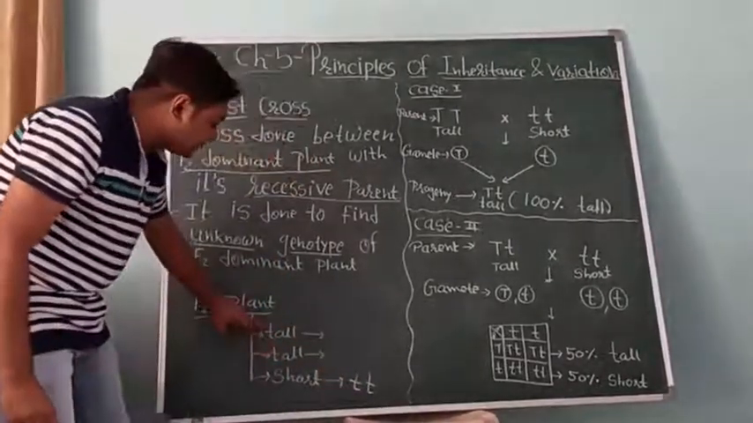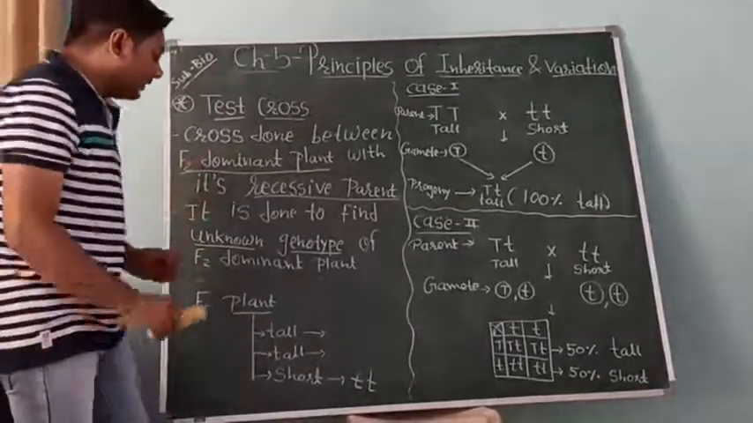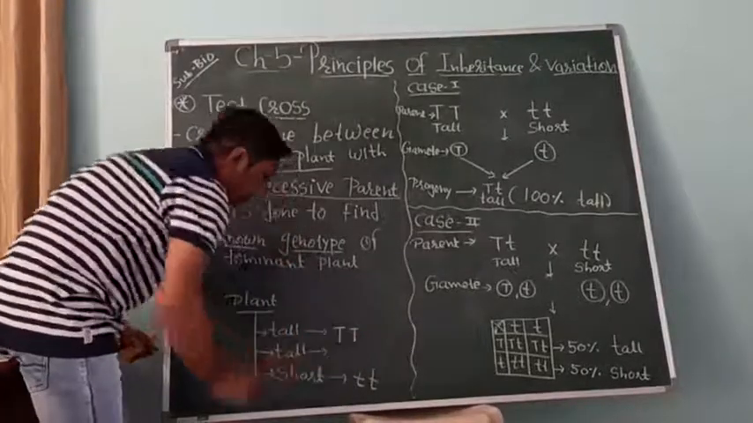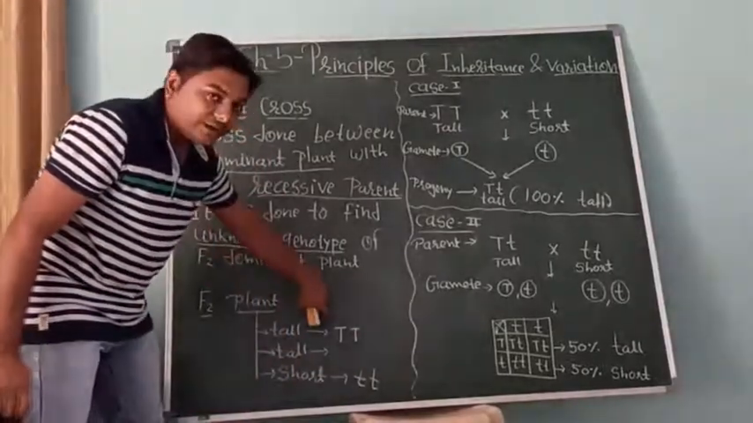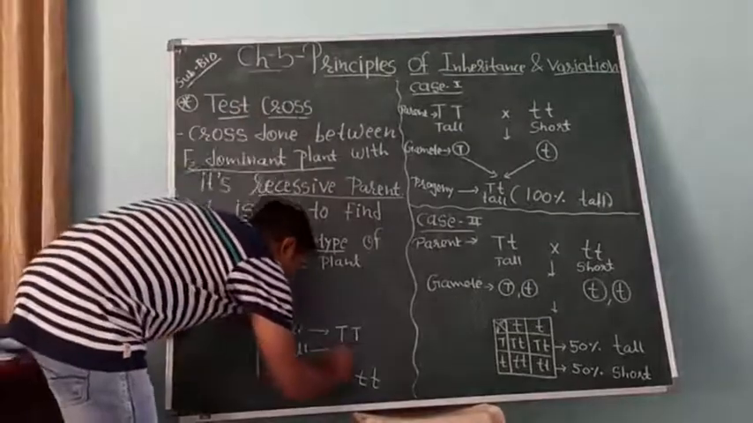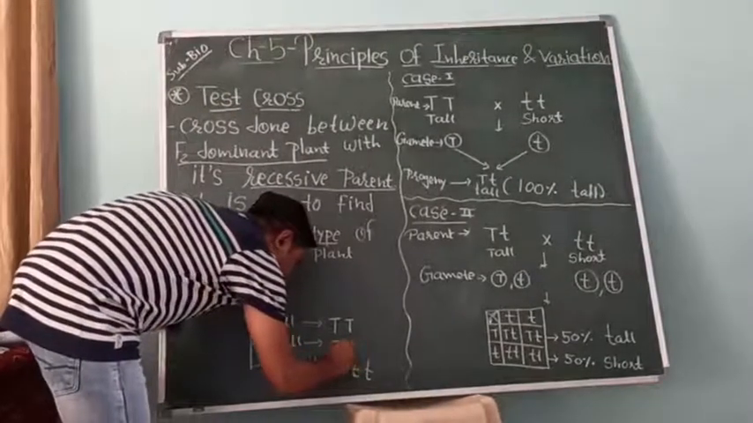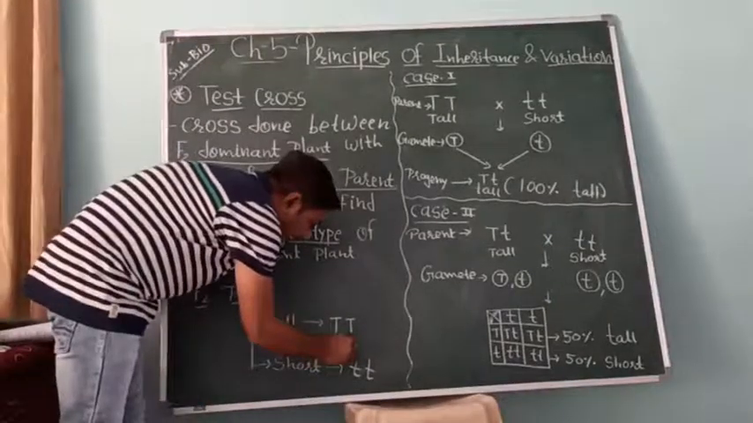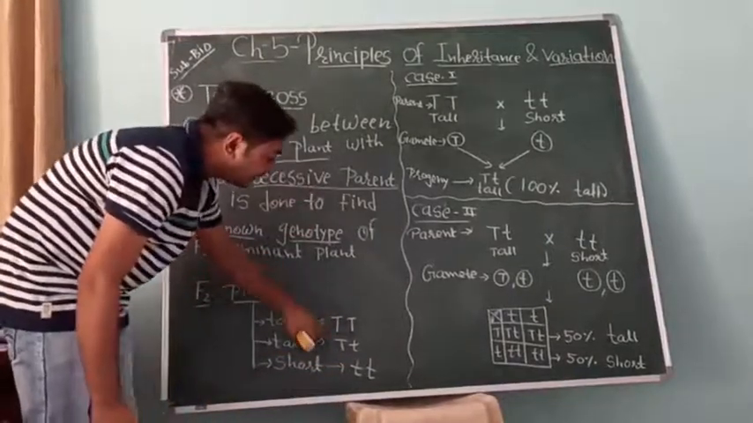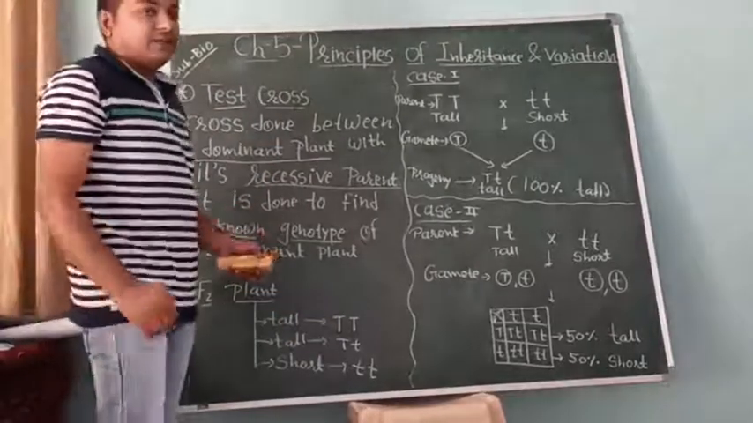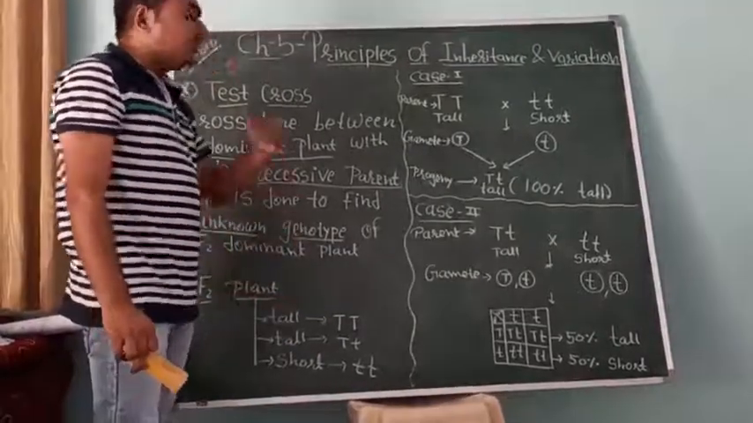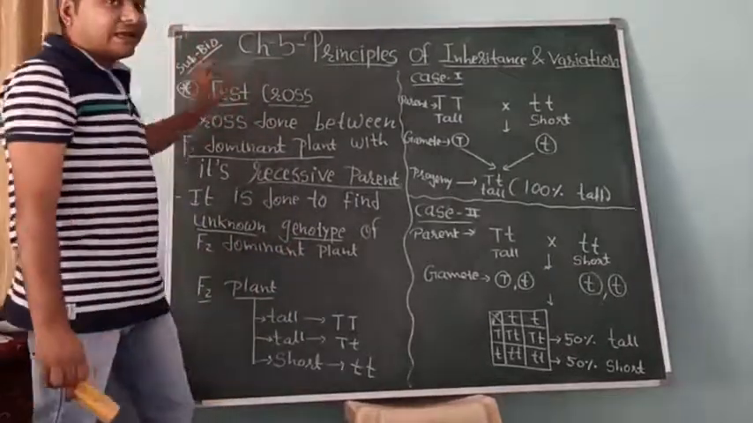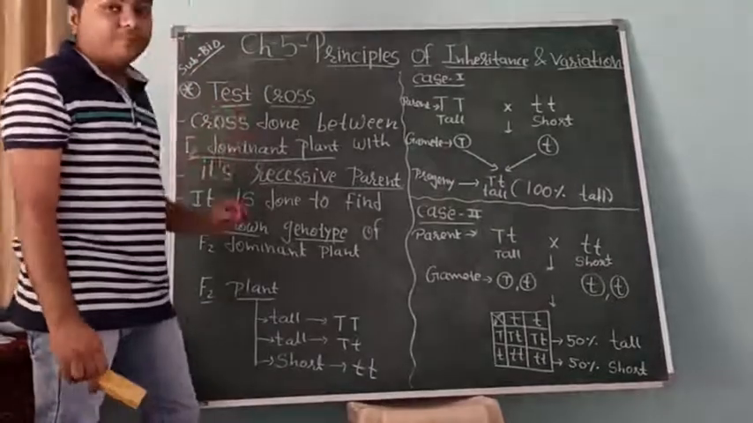But what is the genotype of the tall plant? One condition is capital T capital T, which is tall. Another is capital T small t, which is also a tall plant due to the dominant effect of capital T. So the tall plant has two possible genotypes, capital T capital T or capital T small t. We cannot say which genotype it has just by seeing it. So this technique, the test cross, is the technique to find out the exact genotype of a tall plant.